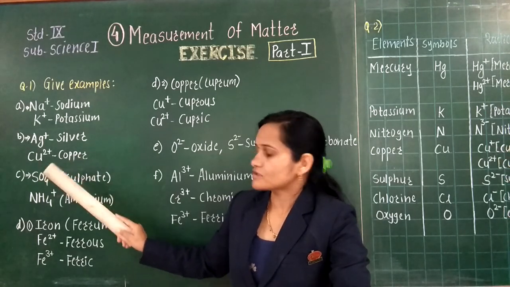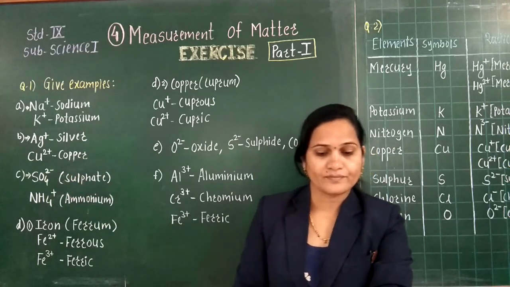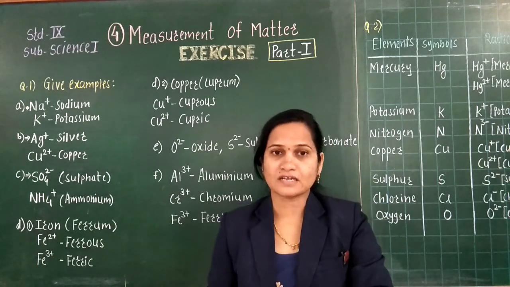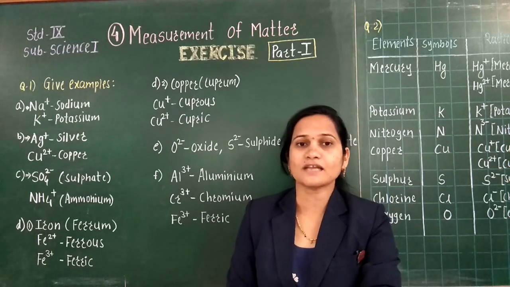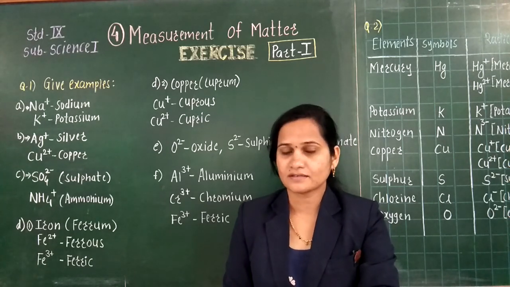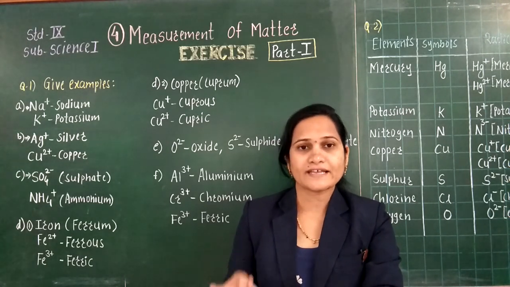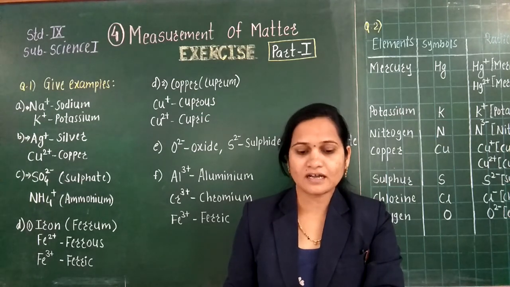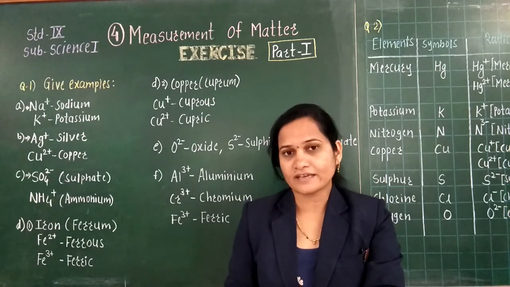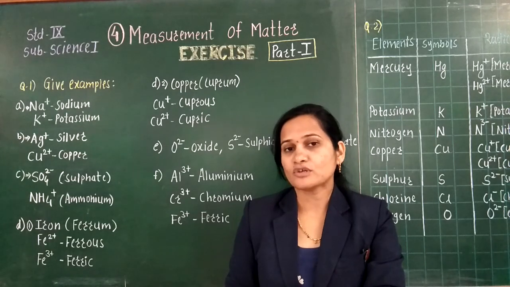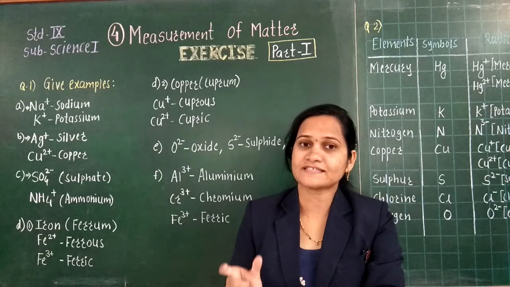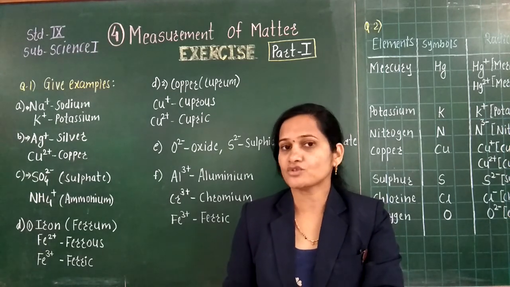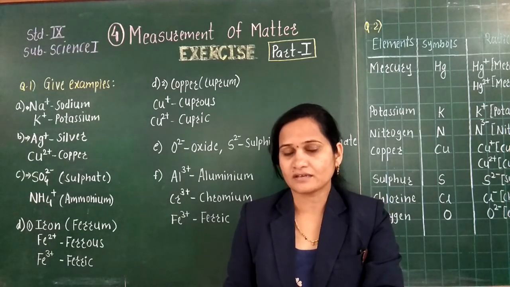Okay, now see question number C, composite radicals. When I taught the lesson, we discussed the types of radicals. In that you studied the acidic radical, basic radical and composite radicals also. What do composite radicals mean? When a group of atoms is present in the radical, it is known as a composite radical.